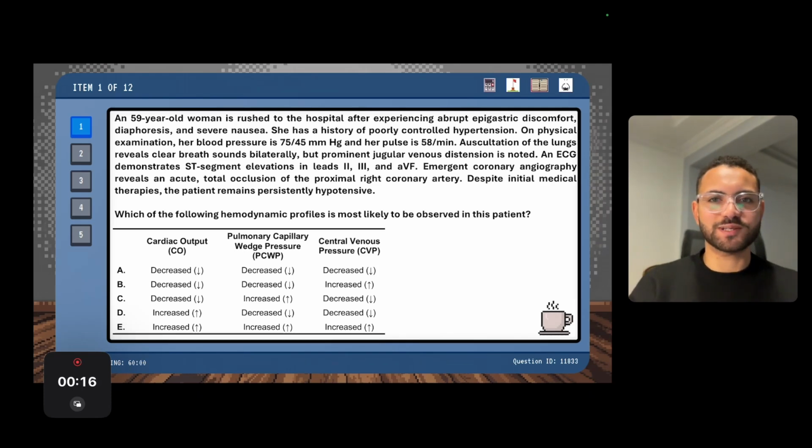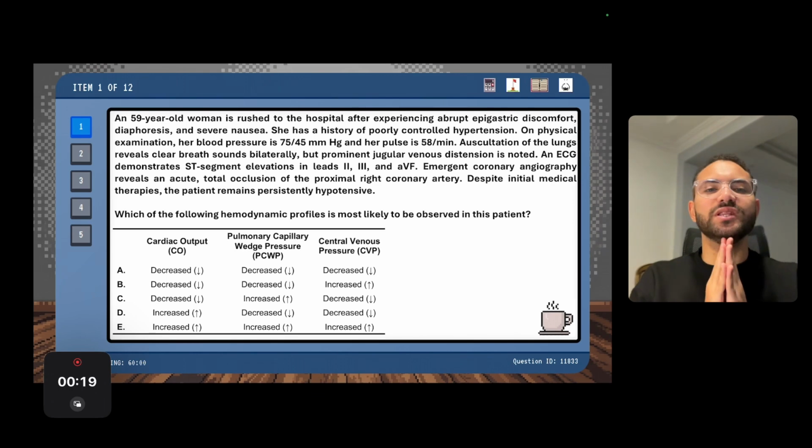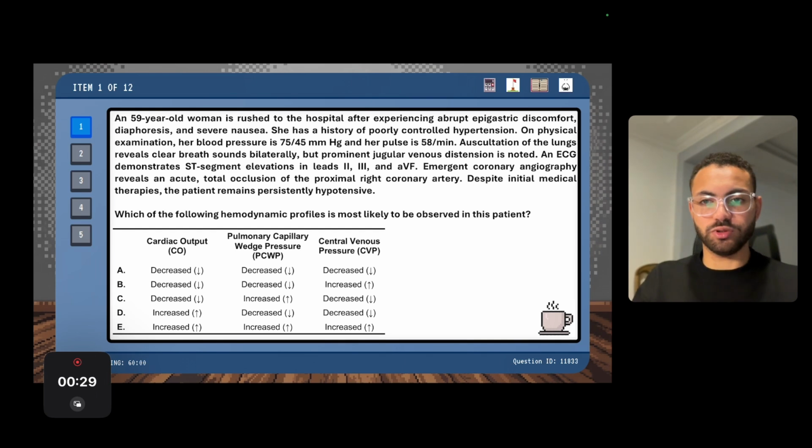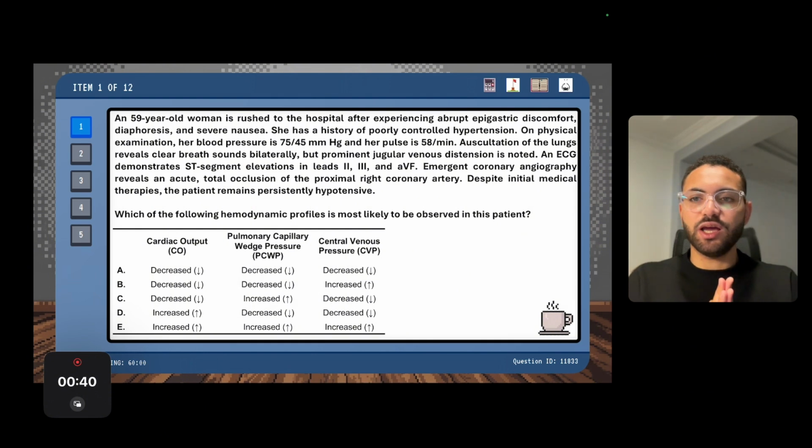So today we are going to discuss an important cardiology concept, which is shock. As we see in this question, she's a 59-year-old female rushed in after experiencing gastric discomfort, diaphoresis, and severe nausea. She has controlled hypertension. On examination, she has hemodynamic instability, with blood pressure below 90 over 60, a bradycardic pulse, and clear lung auscultation. There is no crepitation, but there is JVD, and the ECG reveals a posterior MI, which the coronary angiogram confirms. So, what about the hemodynamic profile?